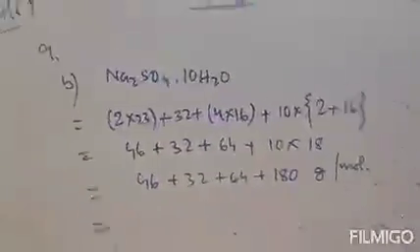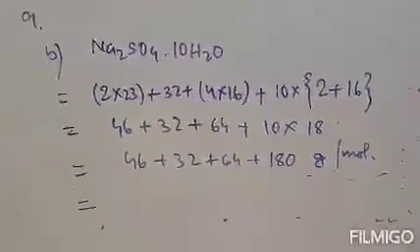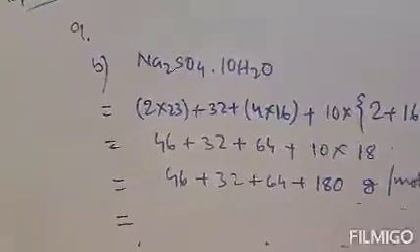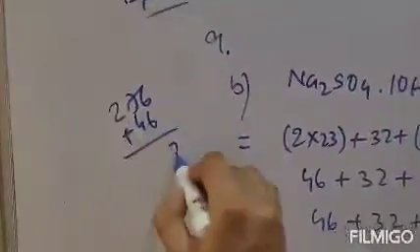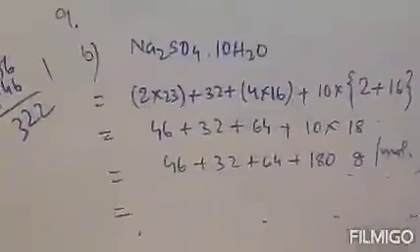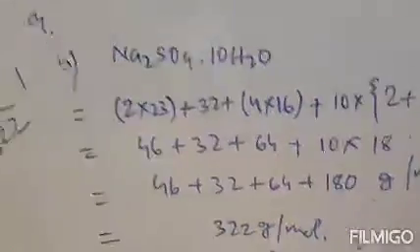Now just add. Therefore 180 plus 64, that means 180 and 60 are 240, 244. 244 and 30 is your 274, and 276, 276 and 46, 322. So the answer will be your 322 gram per mole. Clear? 322 gram per mole will be your answer.